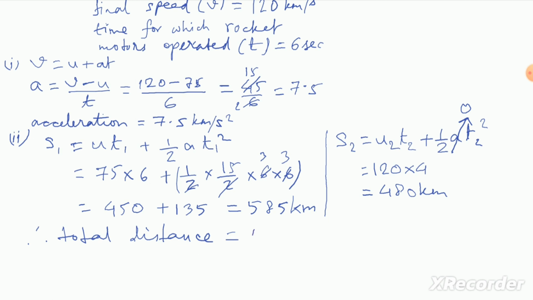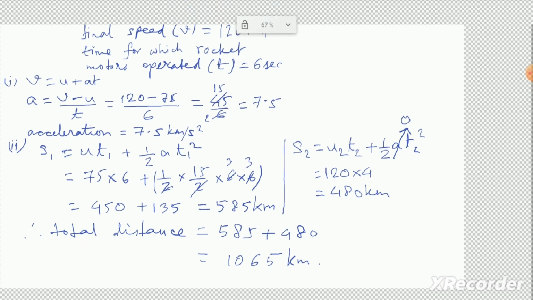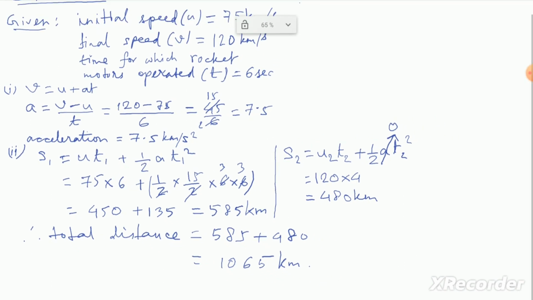So the total distance that the rocket traveled under this condition is 585 plus 480. So how much does this answer out? 5 plus 8 is 13, 8 plus 8 is 16, carry 1, 4 plus 5 is 9, and 10, so 1065 kilometers. So in total it goes a distance of 1065 kilometers. Fine, so I think the first problem is clear to all of you.